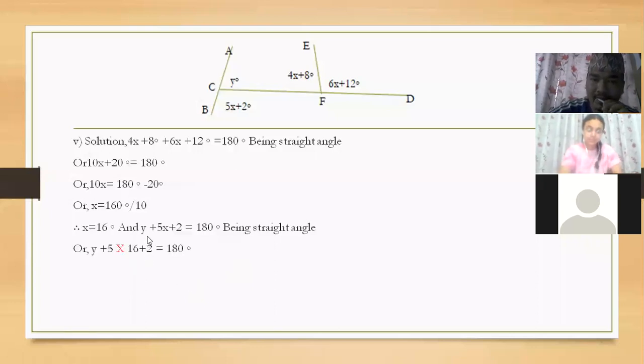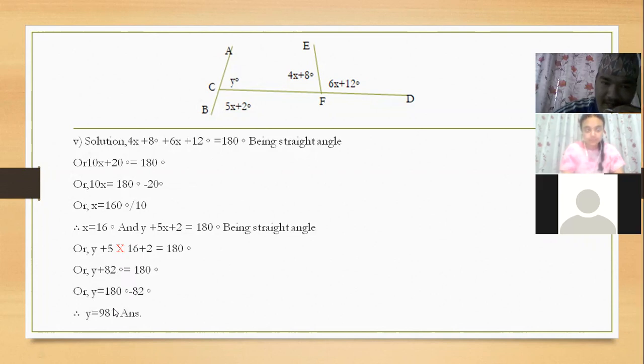Look here, y plus 5x plus 2. These two angles we can add because these two angles are a linear pair, a straight angle. This is the next step, being a straight angle. And 5 into 16 means 80, plus 2 is 82. Then when 82 goes to the other side, it will be subtracted and you will get the value of y as 98 degrees. Are you clear, children?